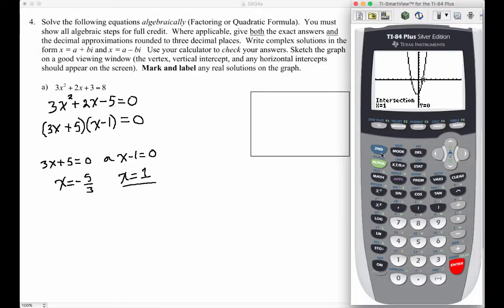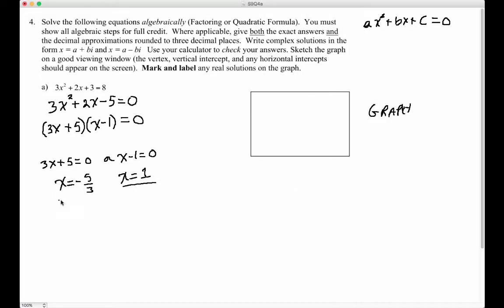So let's do it again to check the other one, although we're feeling pretty confident at this point that the other one will be negative 5/3. So let's go ahead and run the intersection routine again. First curve, second curve, best guess. Negative 1.66666 is indeed negative 5/3, so I'm feeling pretty good about my two answer choices.